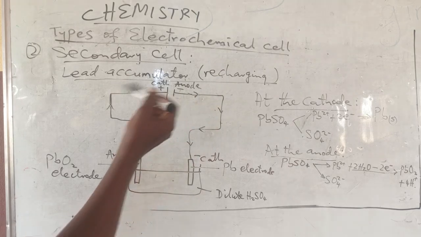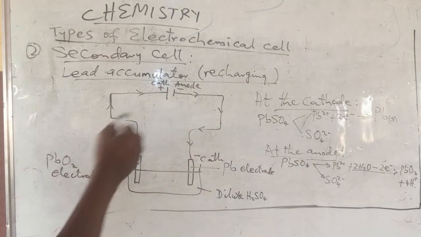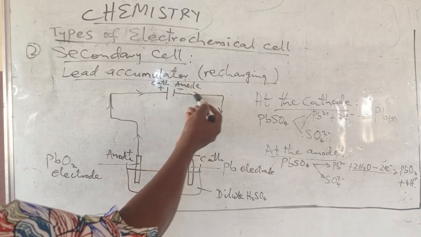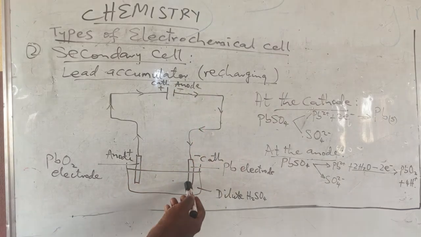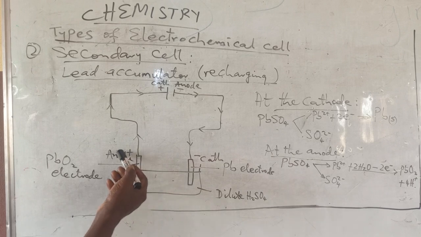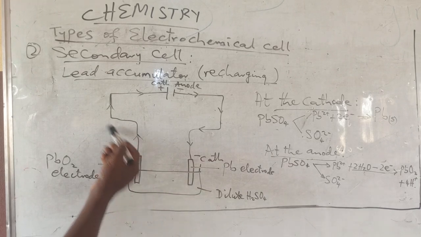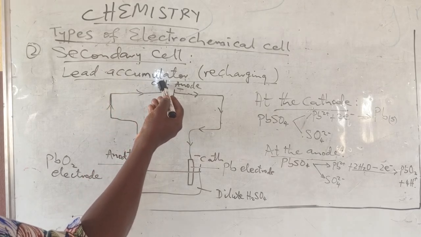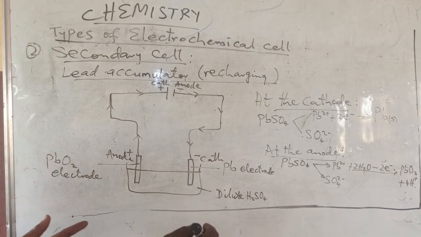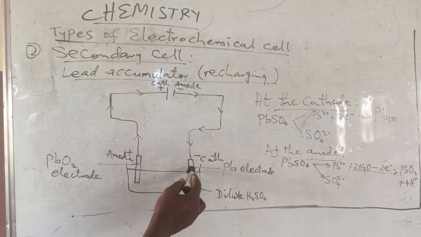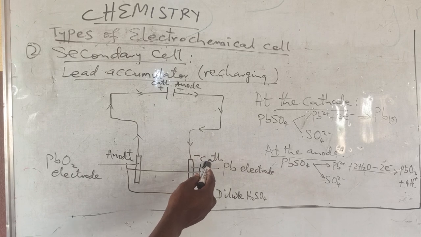This is the electrical supply. The current is flowing from the anode into the cathode of the battery, moves in, and gets out from the anode of the battery back to the external source of electricity through the cathode. Let's go again. Current is flowing from the anode into the battery through the cathode. Now what happens to the cathode?